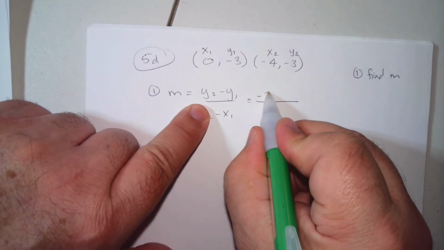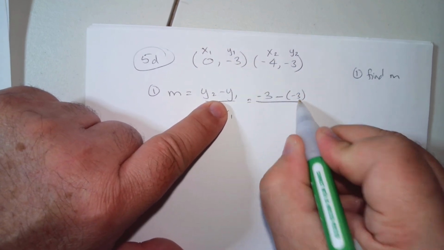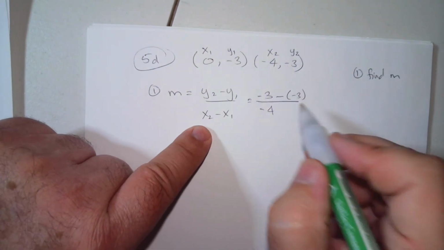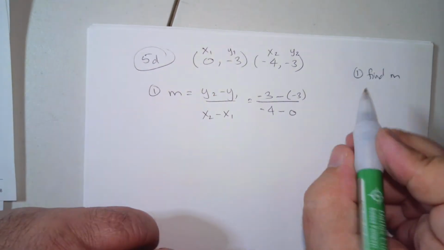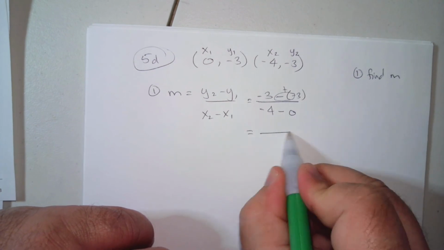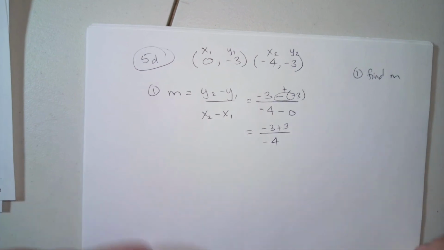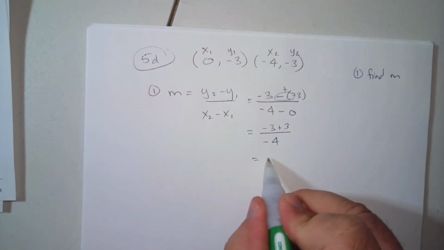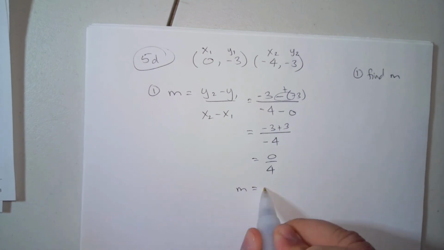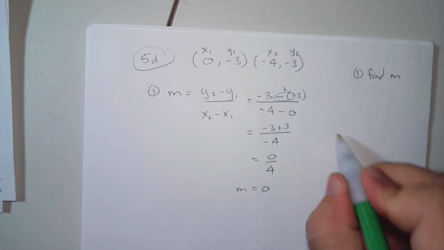Y2 is -3 minus y1, which is -3, over -4, which is x2, minus 0. Two negatives become a positive, so we have negative 3 plus 3 over negative 4 minus 0. Negative 3 plus 3 becomes 0. If the 0 is on top, the slope is 0. Very important point.